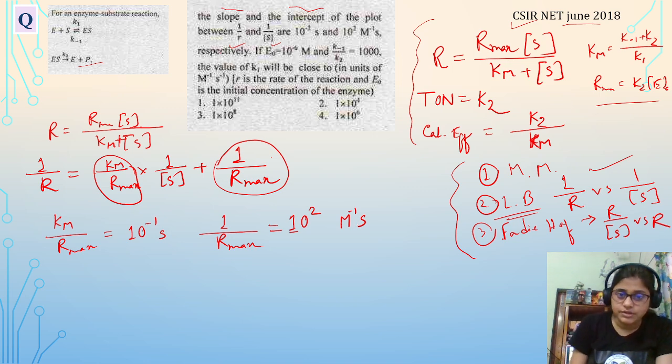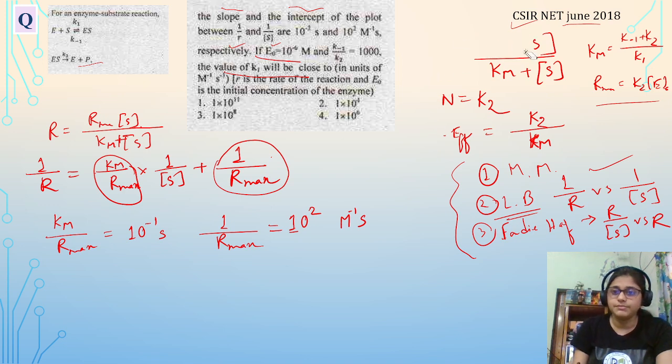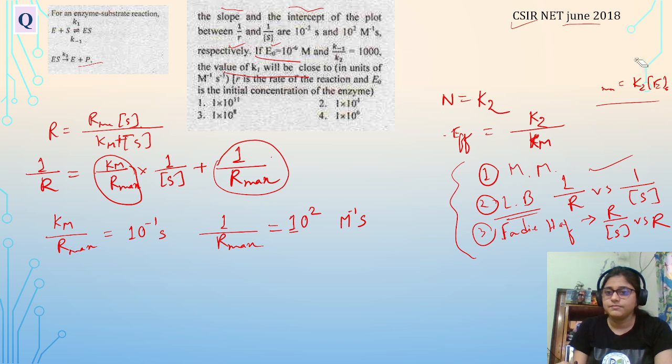Okay, this is forgettable. So here the E0 value is also given. What we have to find out is the value of K1. Fine. So from here, I am removing these because I need more space, bigger space.